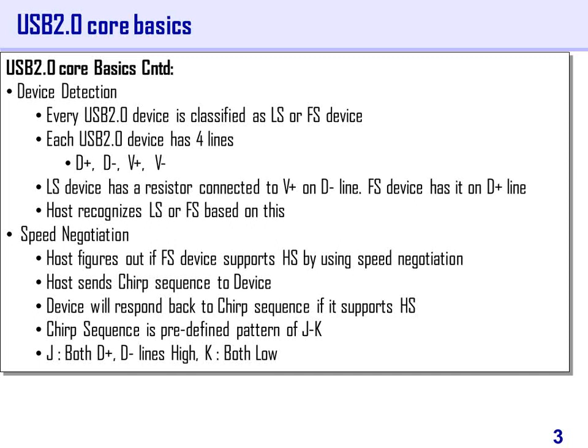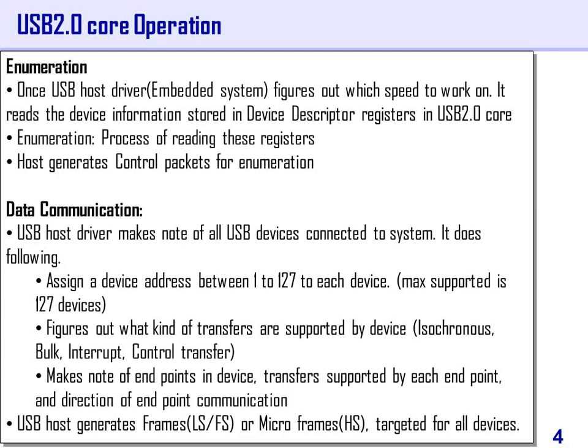I think that LS means 1.5 Mbps, right? So that is USB 1.0. Yeah. Every USB 2.0 device is classified as LS. I think it could be my mistake. Maybe it just supports this.